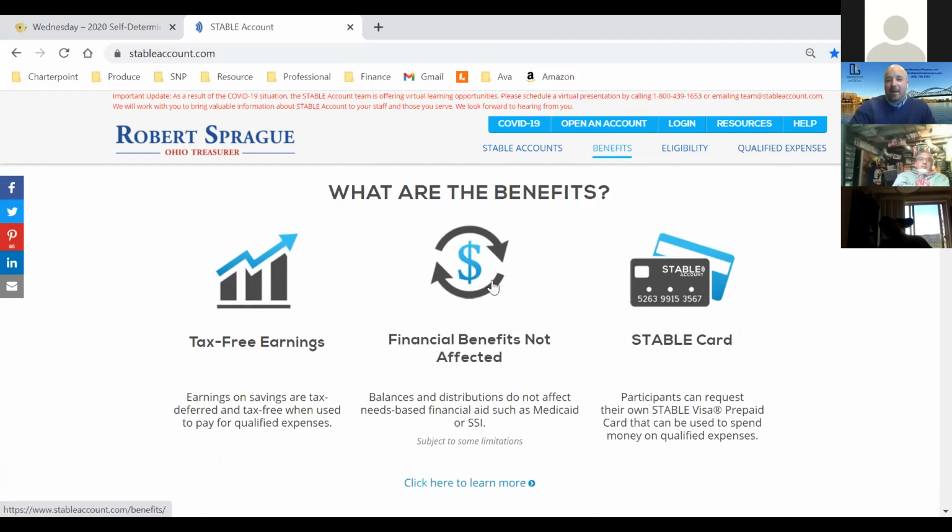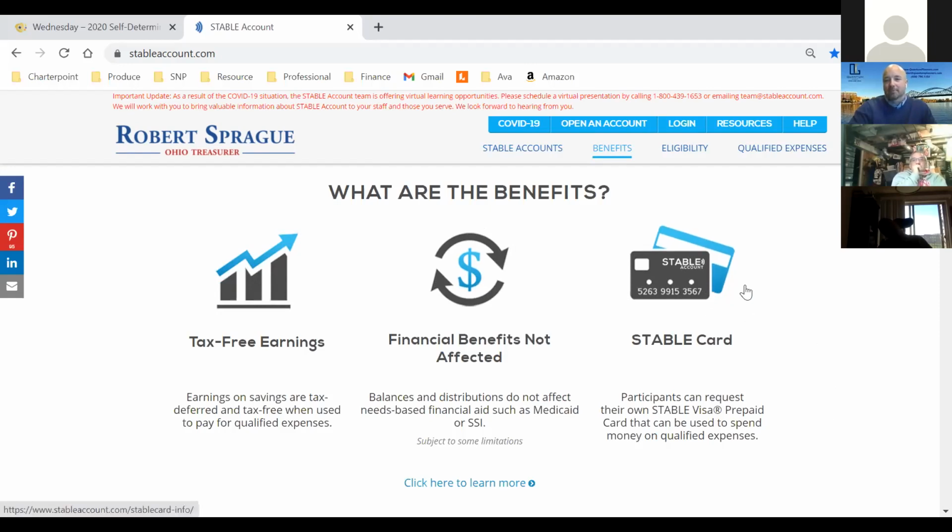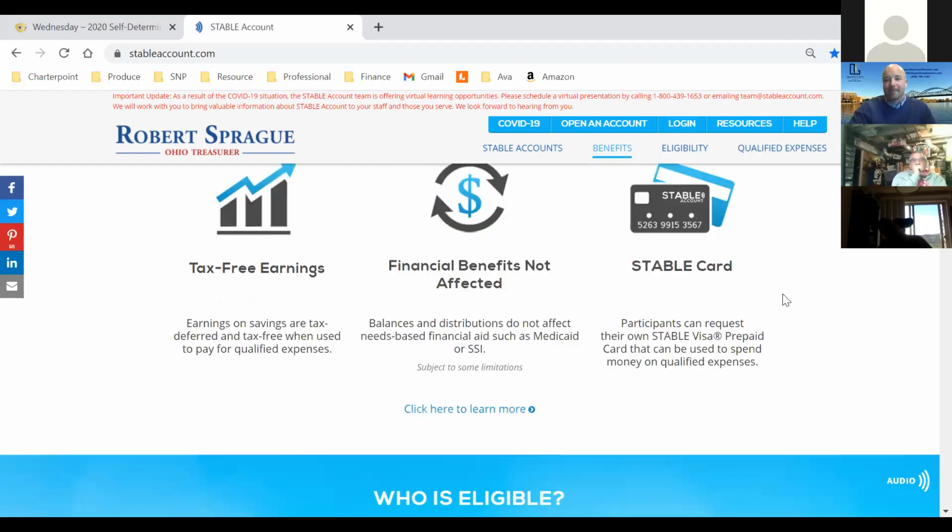Financial benefits are not affected. So Medicaid and SSI, you can see right there and read through here. And they also offer what's called a stable card, which is a debit card benefit. Okay. So then, all right, well, this sounds like a pretty good deal.